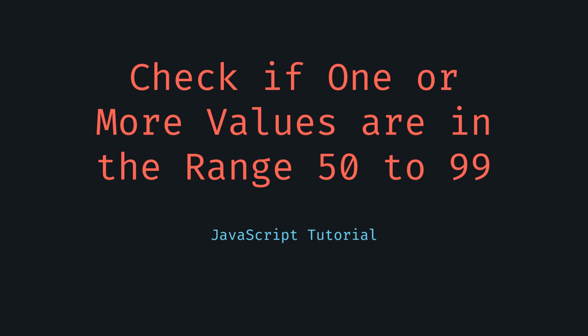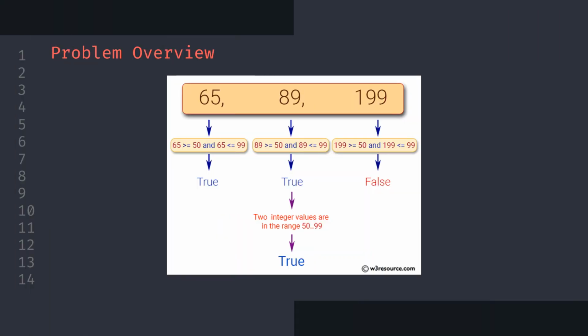Welcome. In this lesson, we learn how to check whether one or more of three given numbers fall within the range of 50 to 99. Let's dive in. We need to check if any of the three integers is between 50 and 99, inclusive, and return a Boolean result based on this check.